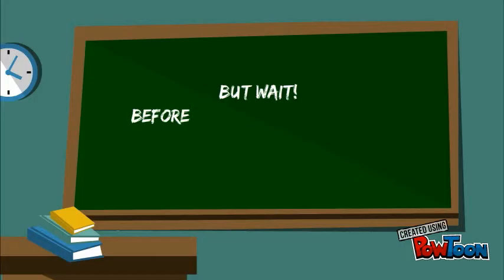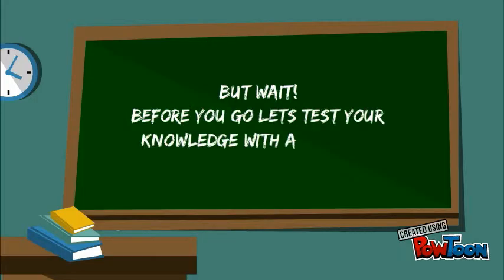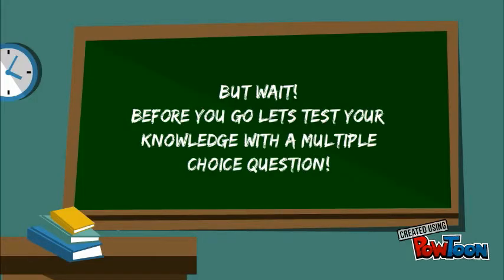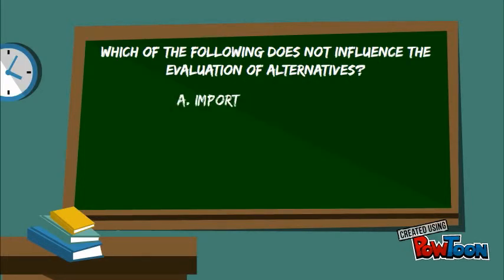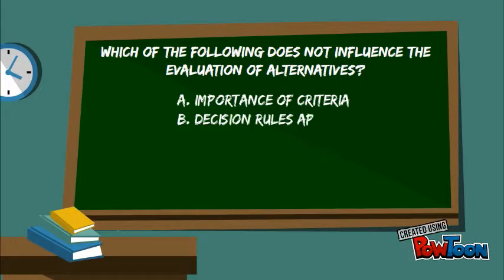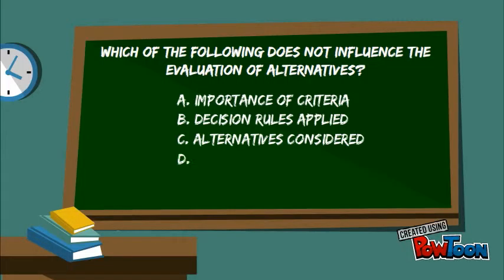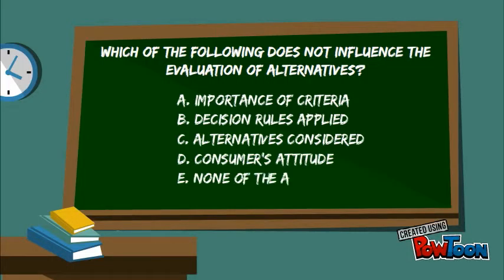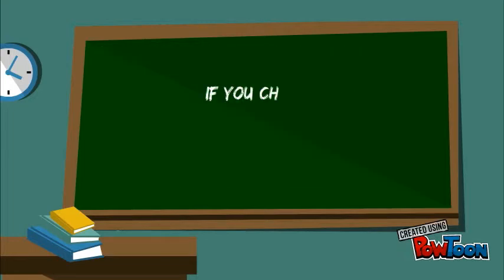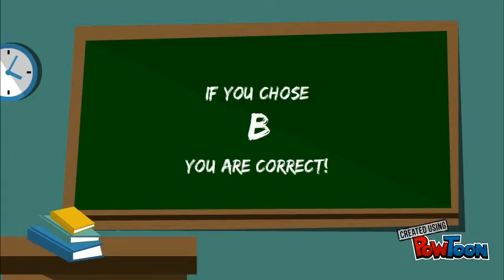But wait, before you go, let's test your knowledge with a multiple choice question. Which of the following does not influence the evaluation of alternatives? A. Importance of criteria. B. Decision rules applied. C. Alternatives considered. D. Consumers' attitudes. E. None of the above. If you chose B, you are correct.